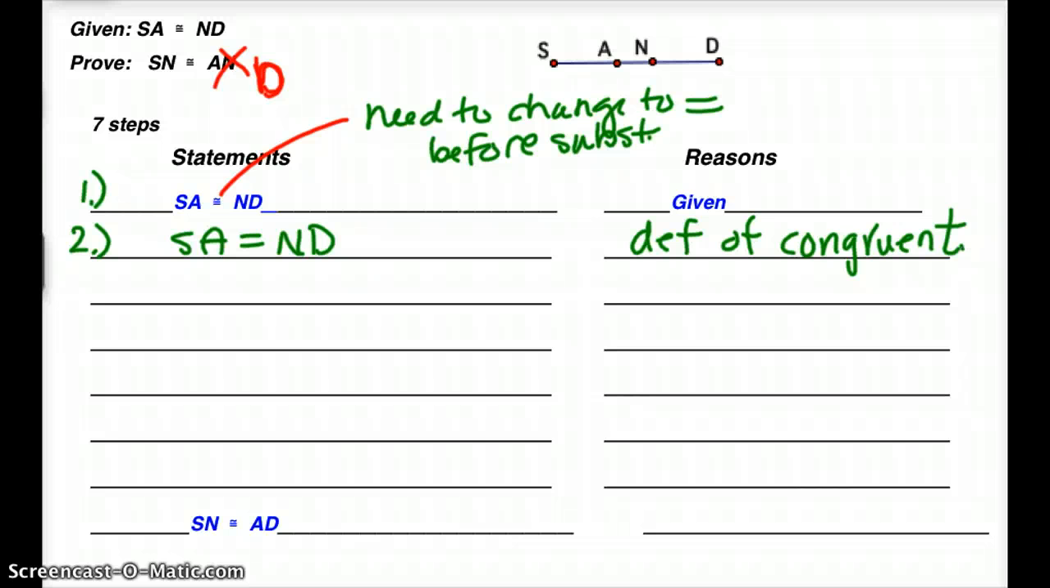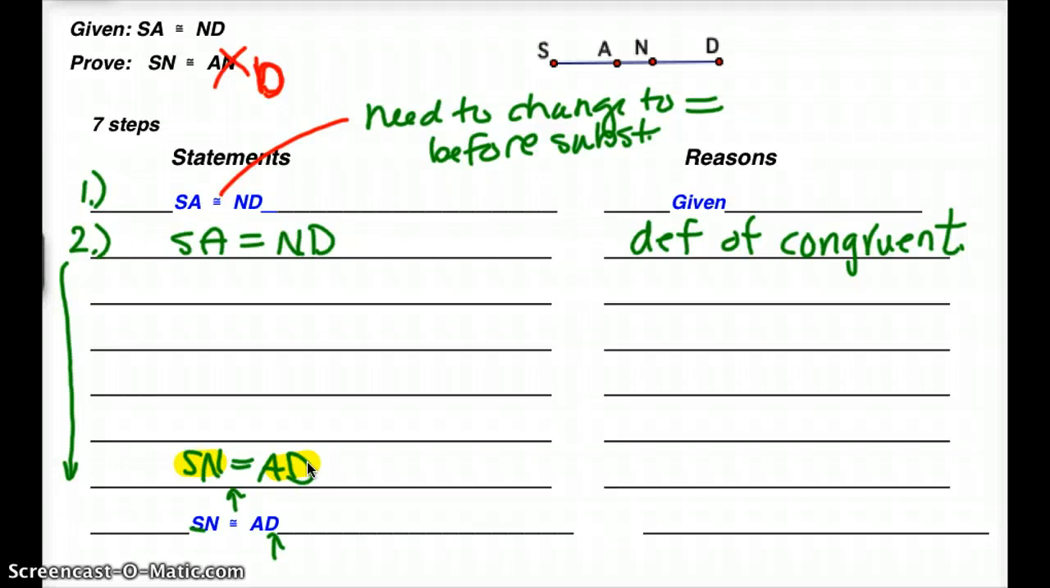Now, when I look down here at the bottom, if all the way through here I'm going to have equal signs, then the one above this has to have an equal sign. So I'm doing a little bit of working backwards in this proof, people. So I'm going to write SN equals AD. I did type this correctly, guys, AD.